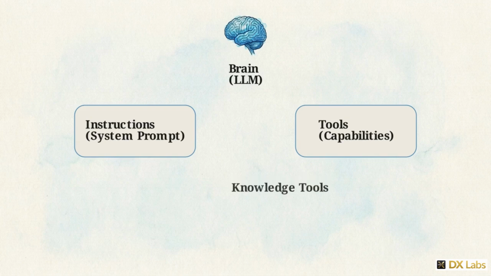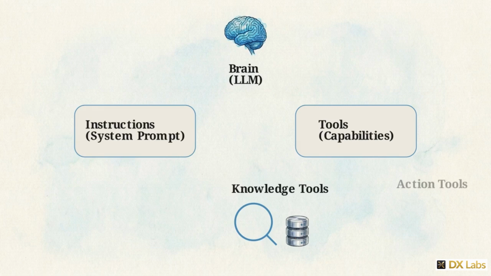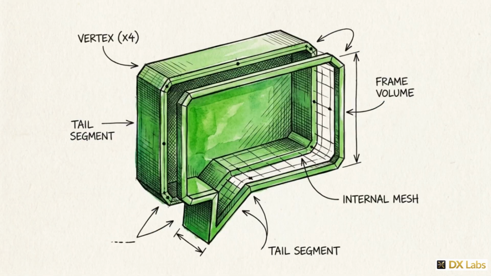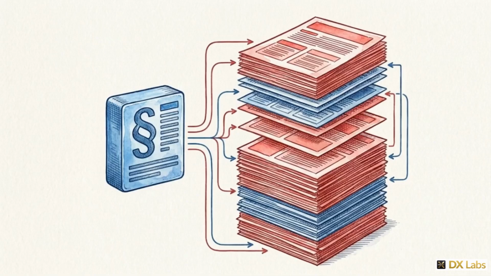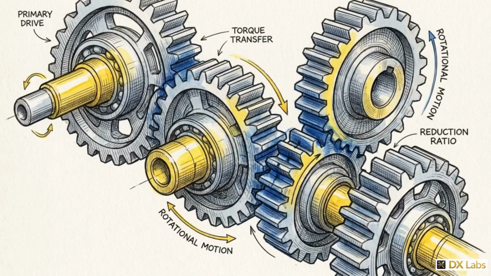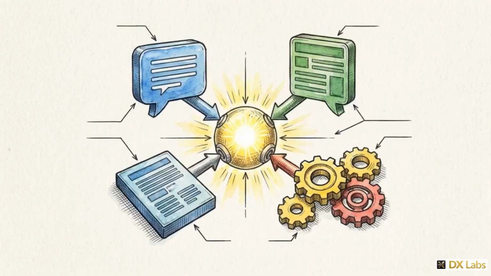Those tools generally fall into two categories. Knowledge tools let the agent look up new information, like searching a database or browsing the web. Action tools let the agent actually do things on your behalf, like sending an email or updating a calendar. If you face a scenario where you need to generate a natural language response, summarize a stack of documents, or automate a sequence of actions, generative AI and agents are the required solution.